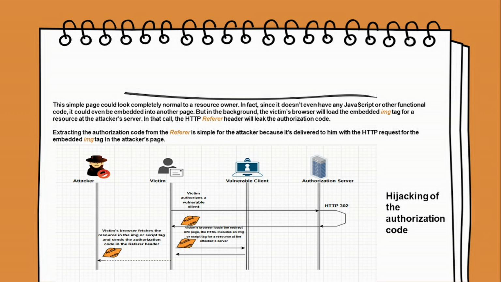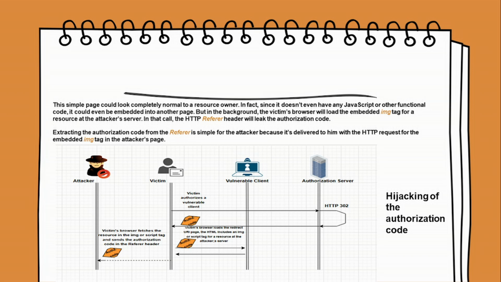It generated the authorization code and just sent it, as we have seen previously, to the callback address the attacker has built. And now this attacker is trying to get the code from the referrer, right, because the victim's browser loaded the embedded img tag for the resource at the attacker's server. So in that call, the HTTP referrer header will leak the authorization code. So the authorization code basically gets hijacked here.